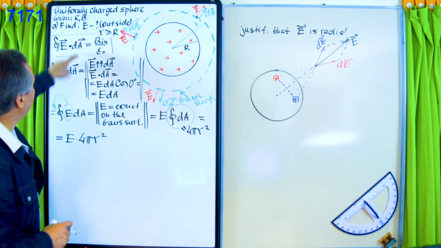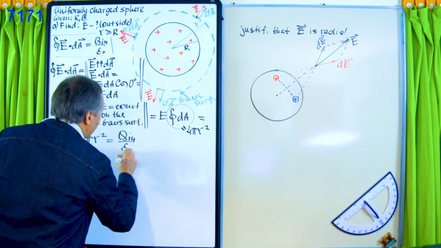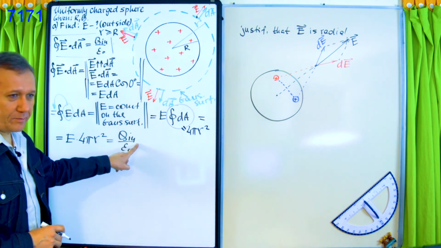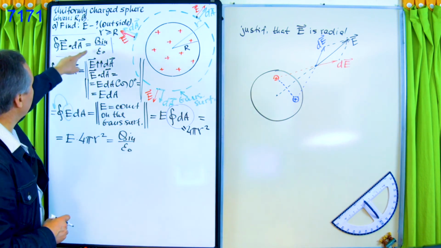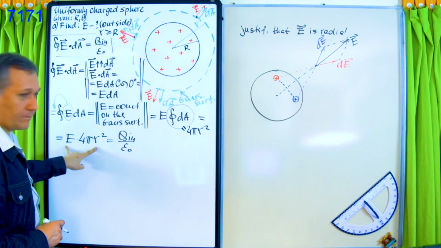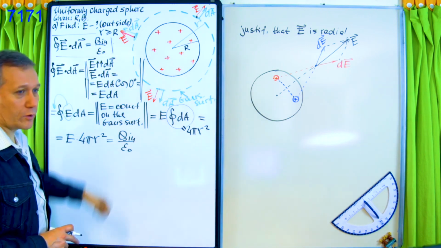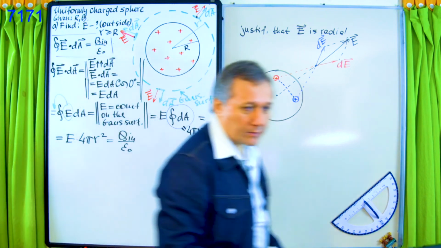We evaluated the flux, and next class we will take care of Q enclosed. Because now I just rewrote Gauss's law. So we evaluated this integral, and then from the right-hand side, we can add Q enclosed over epsilon naught.